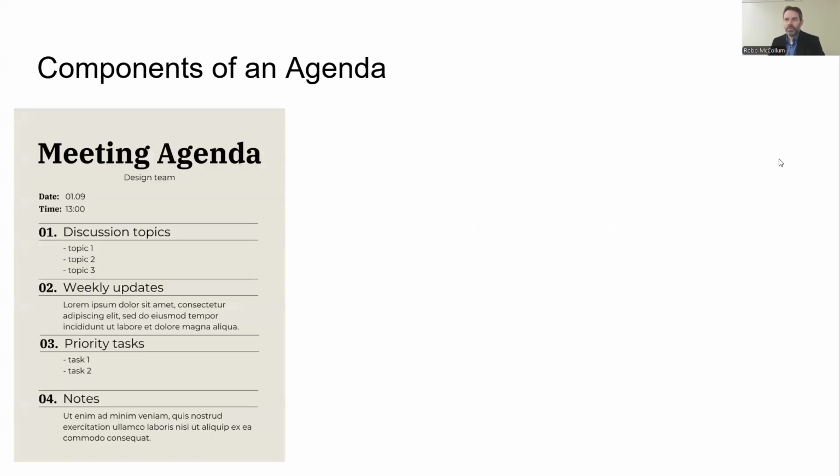So the main components of an agenda are usually a header section and then a body section. Now, I found this template on the internet. It's got some good things that we would expect to see in an agenda, but it's not great. So let's review at least the things it has that are helpful.